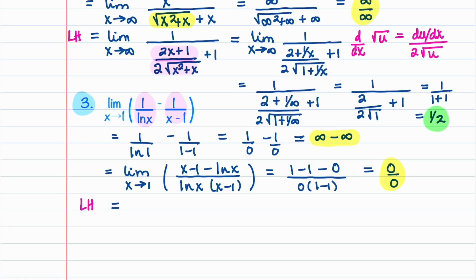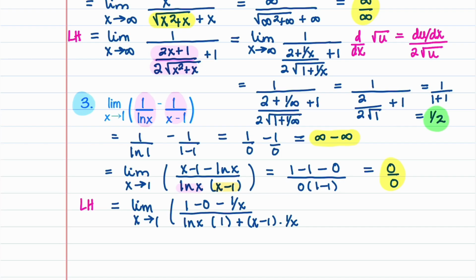Now we're going to take some derivatives. We're going to start by taking the derivative of the numerator. That is equal to 1 minus 0 minus the derivative of natural log x, which is 1 over x. And now we're going to take the derivative of the denominator. Notice in the denominator we have two terms. Here's our first term, and here's our second term. So we are going to need to use the product rule. We have our first term, natural log x, times the derivative of our second, which is 1, plus our second term, x minus 1, times the derivative of the first term, which is 1 over x.